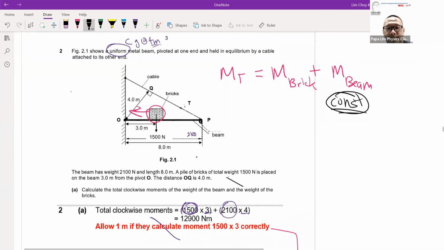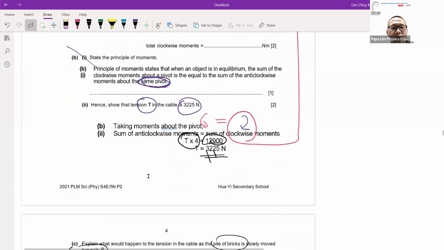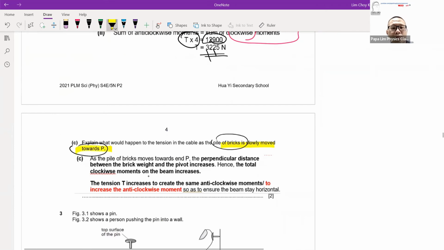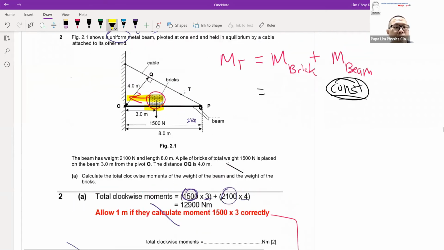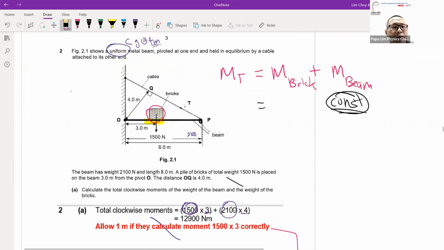So what happened is when the brick moves nearer to the pivot. Based on the question, it moves towards P. Sorry, wrong direction. Move towards P. It should be nearer, moving this way. As I move towards P, certain factors will change.